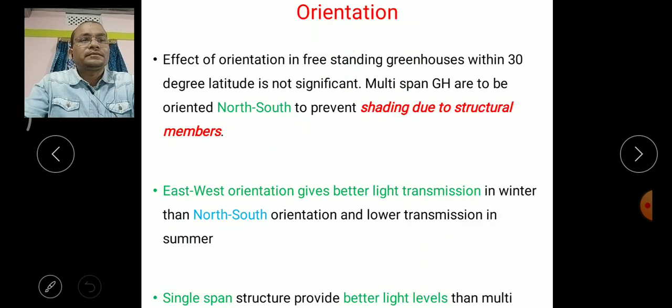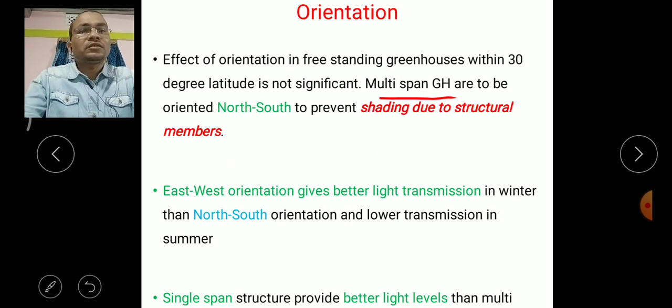Okay. Next is orientation. Orientation means the direction of the greenhouse. It may be single span or multi span, that is, a single structure or a number of single structures attached together, which creates a multi span. In a multi span, there is a chance of shadow formation within the greenhouse by the branches of the structure or structural members. That is why a multi span greenhouse always gives better results in north south orientation.